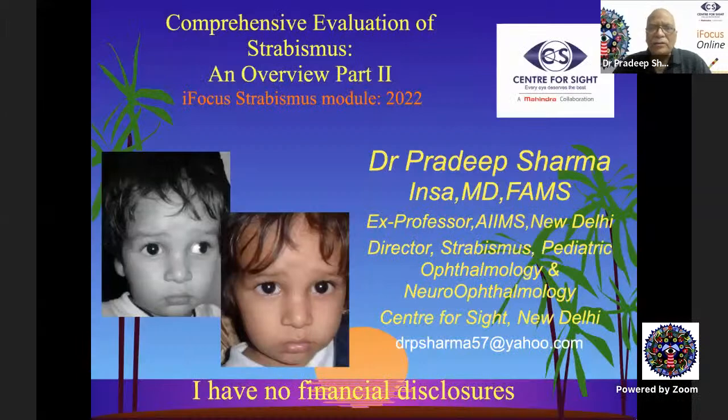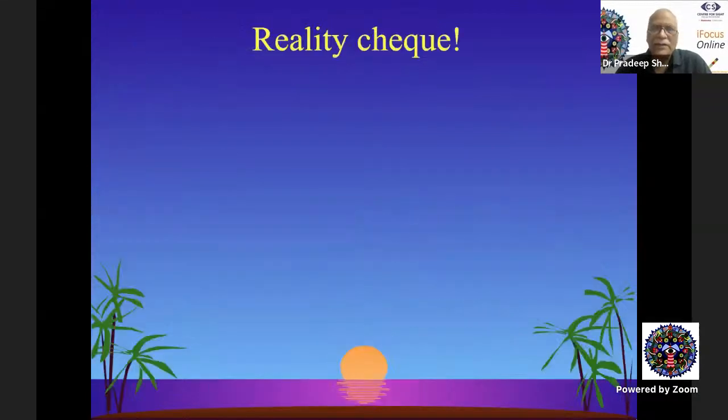So this is part 2 of the comprehensive evaluation of strabismus, and today we'll be talking about the motor part. And we move on here with a lighter note of reality check in strabismus.